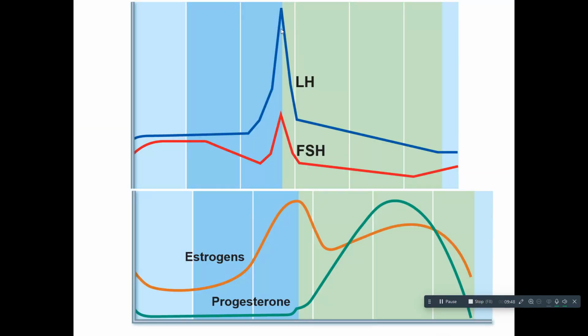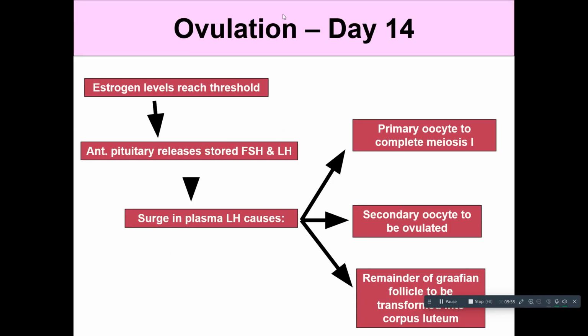Let me jump real quick. Look at the graph. Look at the plasma LH surge at day 14. Look at just this super sharp spike here. And that surge in plasma LH causes the primary oocyte to complete meiosis 1. So remember, the primary oocyte divides, gives us a secondary oocyte and a first polar body. The secondary oocyte is then going to be ovulated.